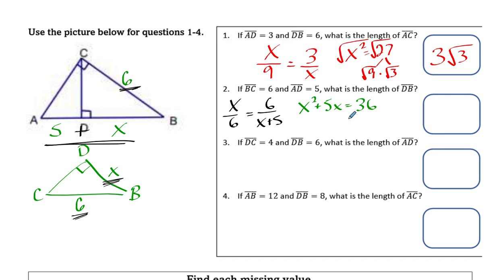This is quadratic. I'm going to bring 36 to the other side. You get x squared plus 5x minus 36 equals 0. And I'm going to factor that. I'm thinking about what's going to multiply to give me negative 36 and add up to give me 5.